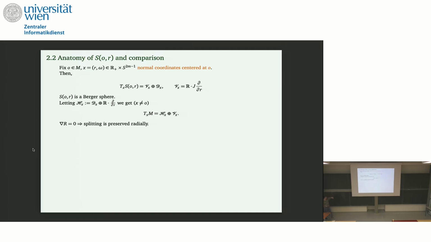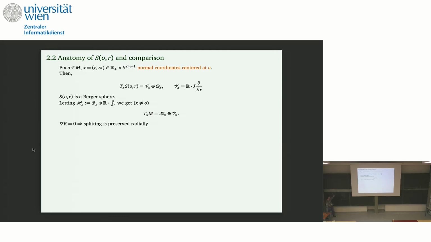And since I told you before that the Riemann curvature tensor is parallel, okay, this splitting will be preserved from the center till the surface of our sphere. So what does it mean? It means that, okay, this now is the normal.